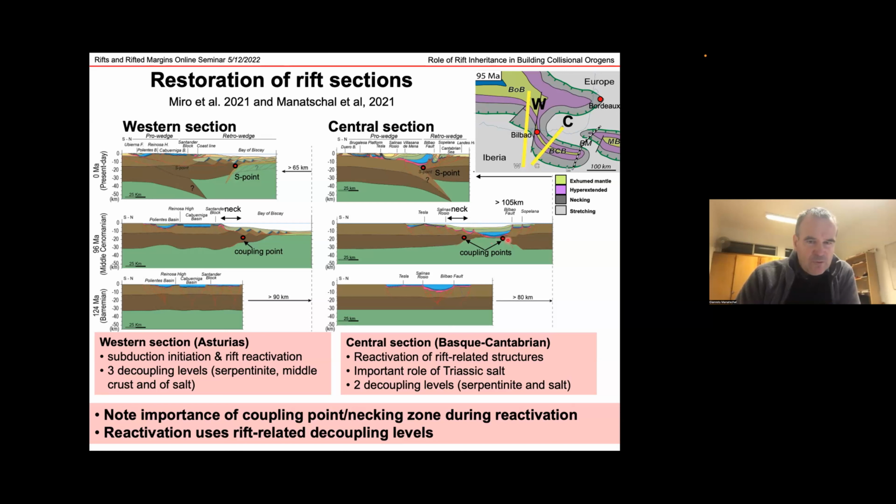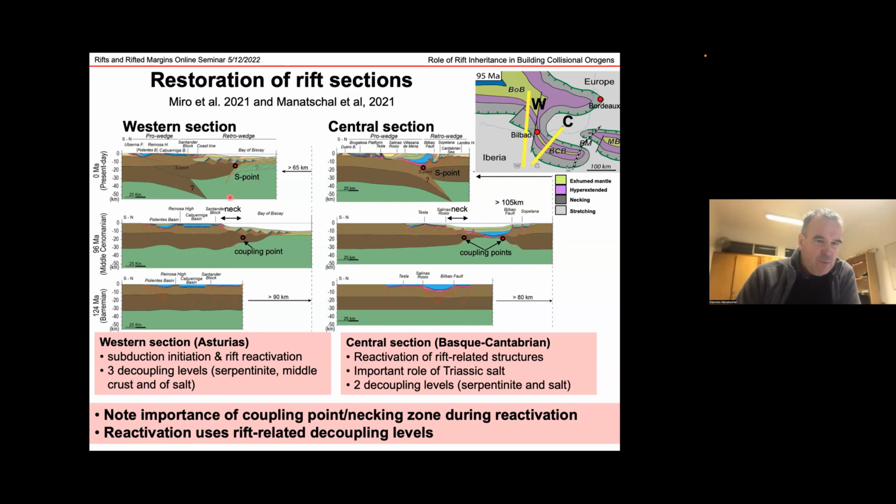But when you go to the so-called coupling points, which are the areas, the termination of the necking zones where the crust gets less than 10 kilometers, you start to form buttresses and you start to get into the collision.